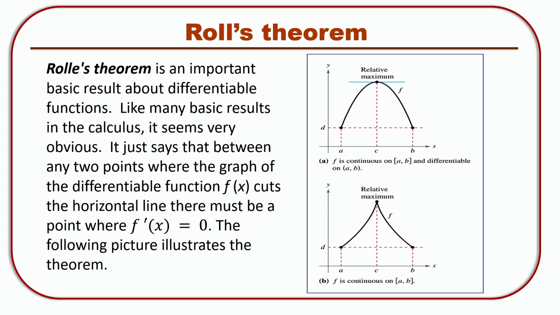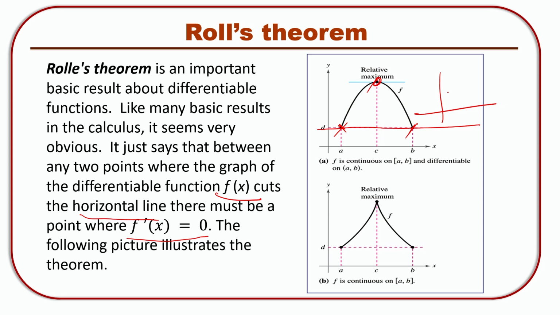So Rolle's theorem is an important basic result about differentiable functions. Like many basic results in calculus, it seems very obvious. It just says that between any 2 points where the graph of the differentiable function f(x) cuts the horizontal line, you can see here this is the horizontal line and it cuts here at the same height, then there must be a point where f dash of x equals 0. So between these 2 points there must be some point where f dash of x equals 0. Remember, the point is not a unique point.